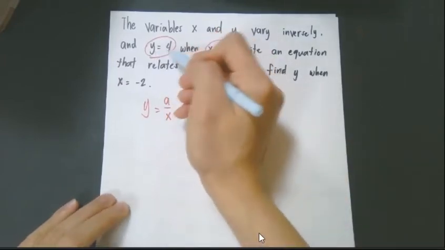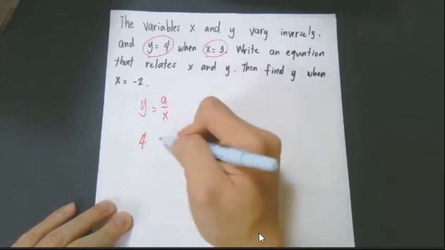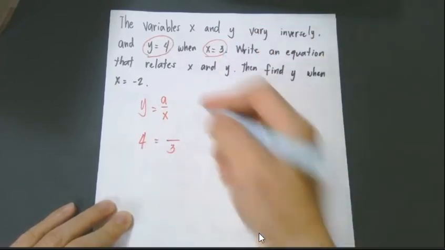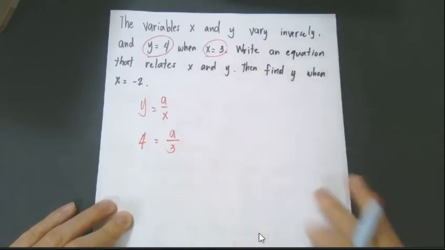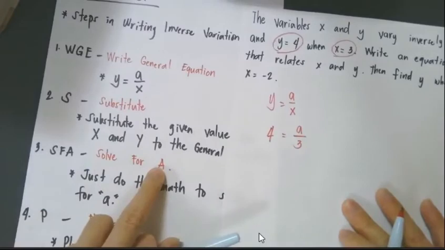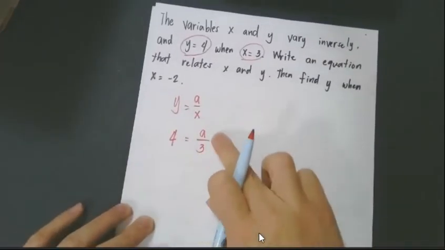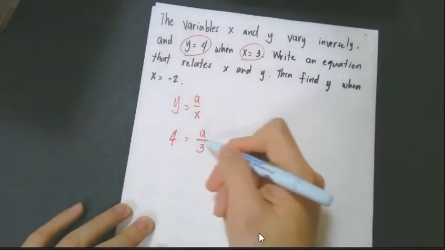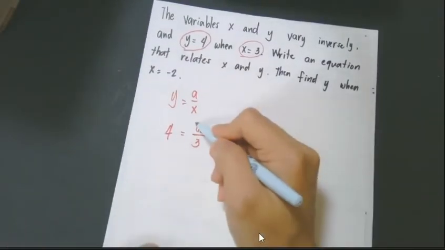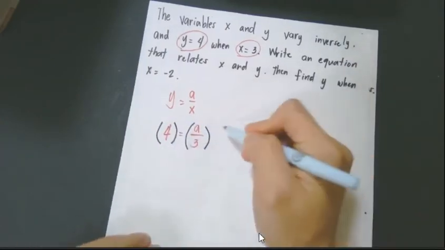So our y is 4, our x is 3. Now you just copy your a, which is your constant. Step 3 would be solve for a. We just need to do our math and solve for our a. Here we're dividing by 3. To get rid of that 3, we should multiply both sides by 3.